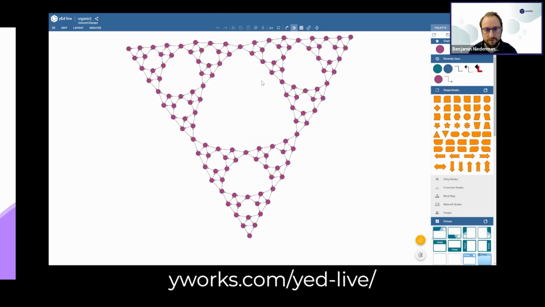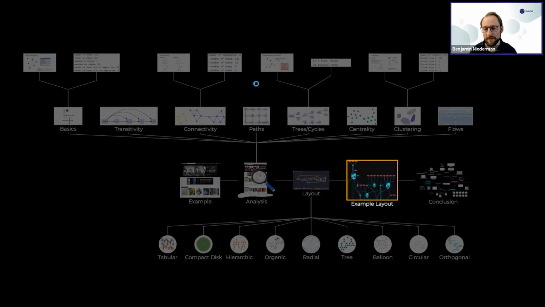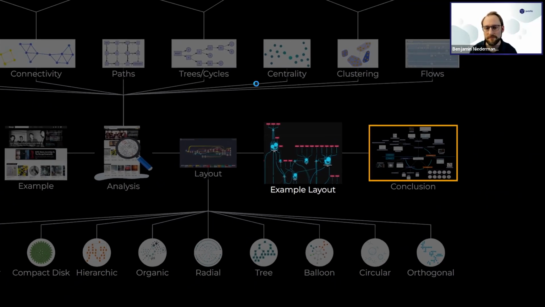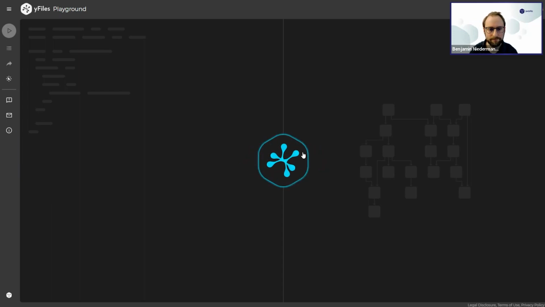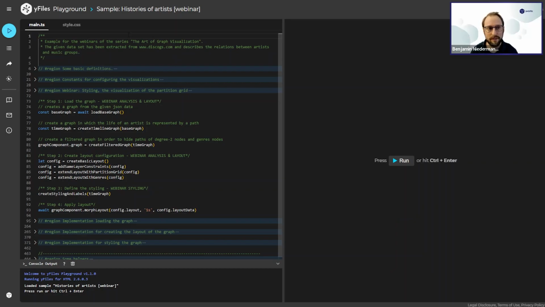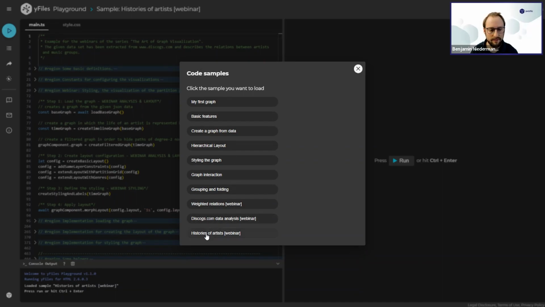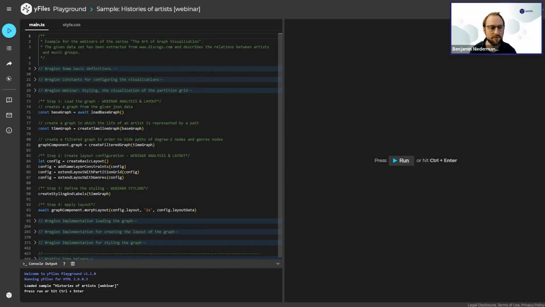What I now would like to do is to shortly sketch how we could create the layout for our example. As I already said, I won't go very much into detail. There will be a follow-up webinar about coding where I will discuss all coding details. But I now want to just give the basic ideas. Again, you will find this example in our playground. It's called Histories of Artists. If you go to examples, code samples, you will find it here or also in the chat. There should be a link.